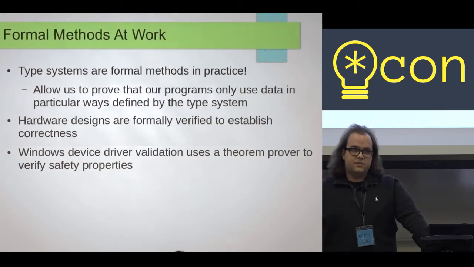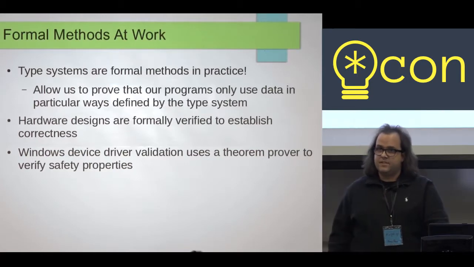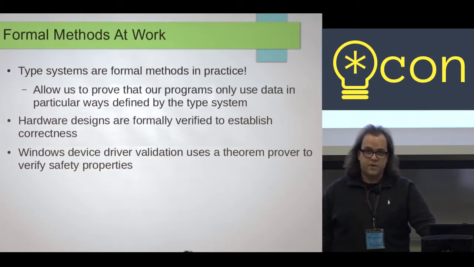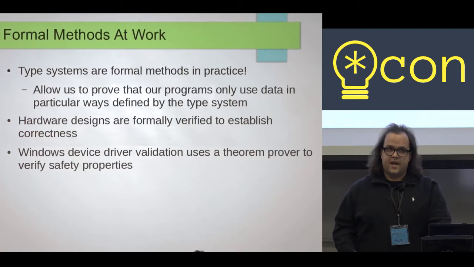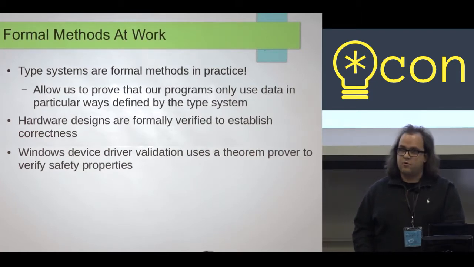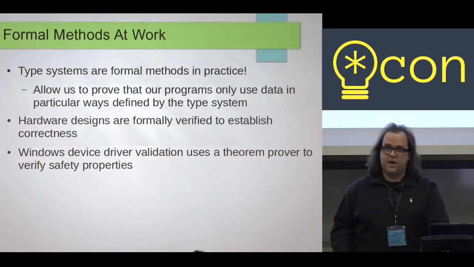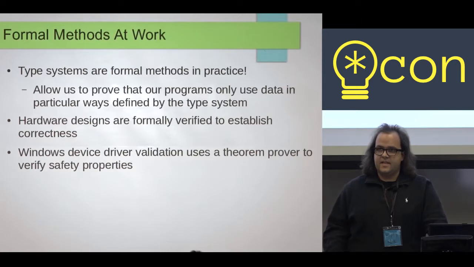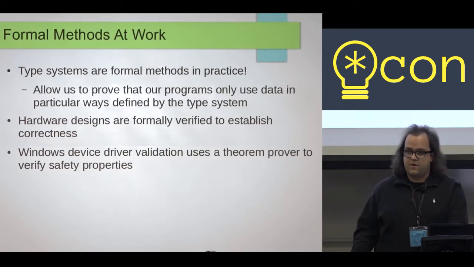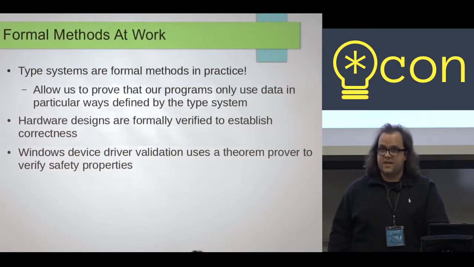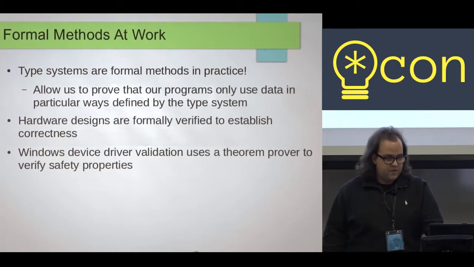So some simple examples of formal methods, well, an easy one is actually type systems. If you've ever used a strongly typed language, the type system is actually a way of proving that your programs are only going to use data in particular ways defined by the type system. So the compiler will do something like automatic proof checking to see that your program hasn't committed any type errors. And a type error is essentially a counterexample that's found during this proof.